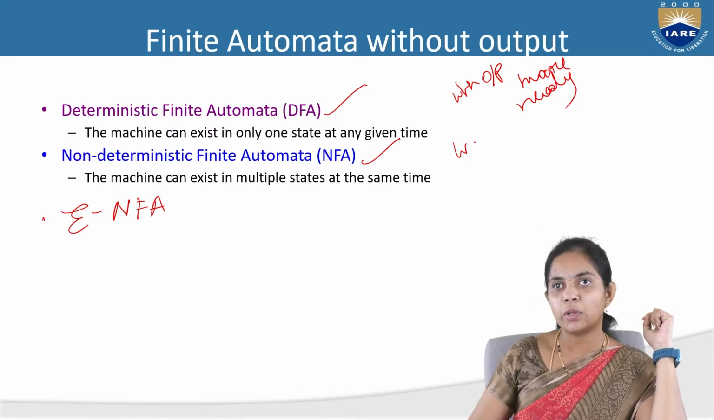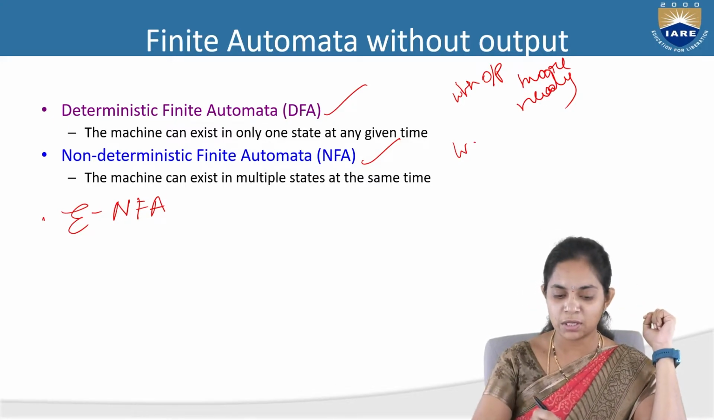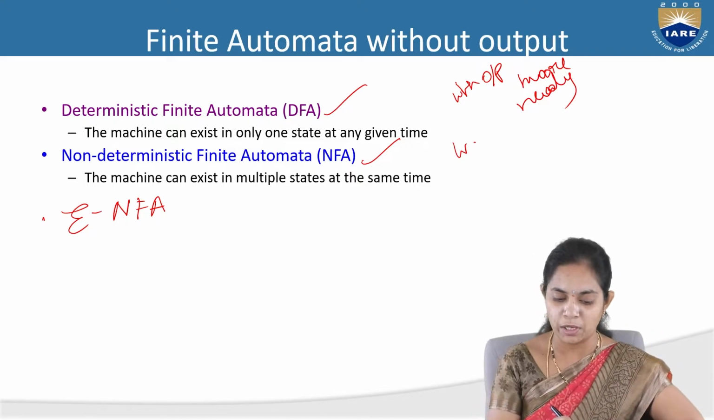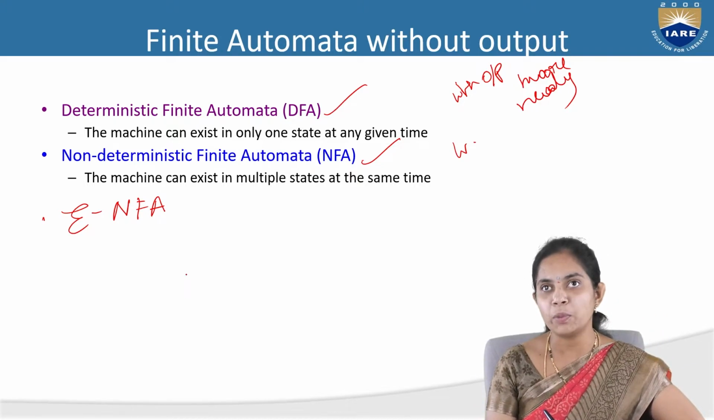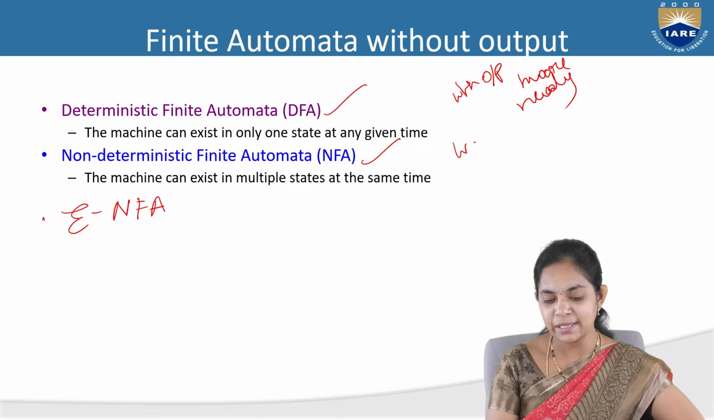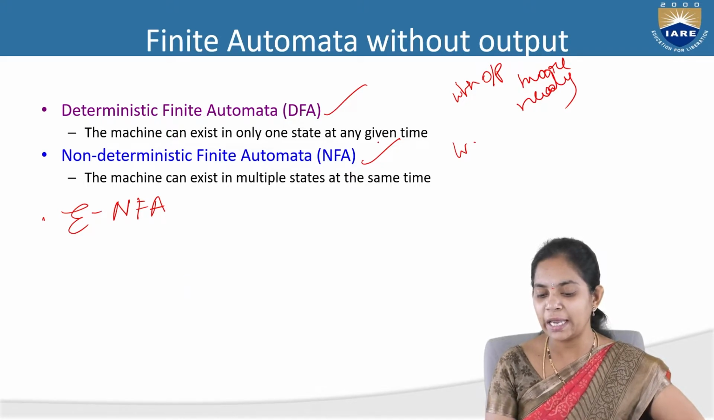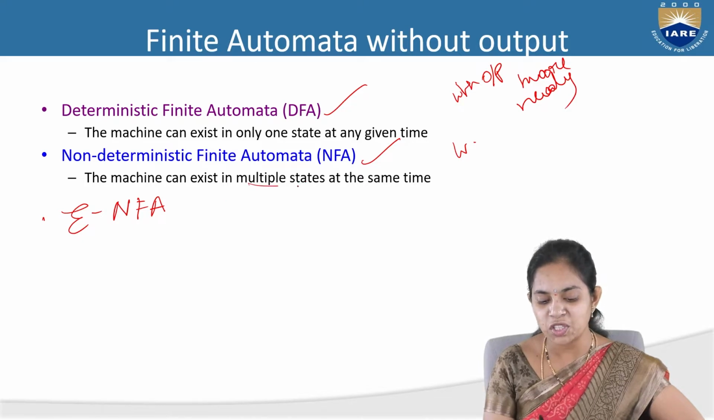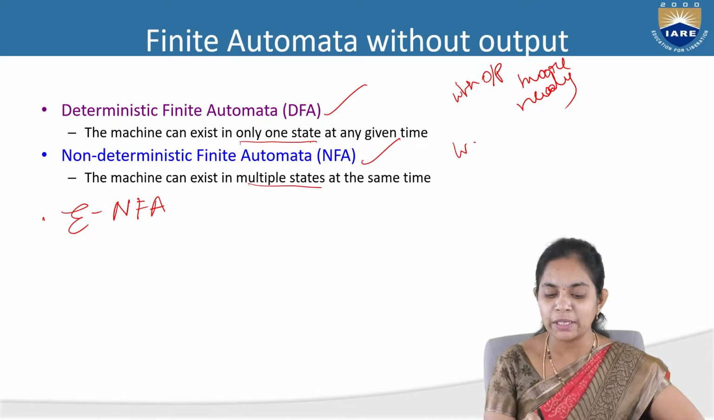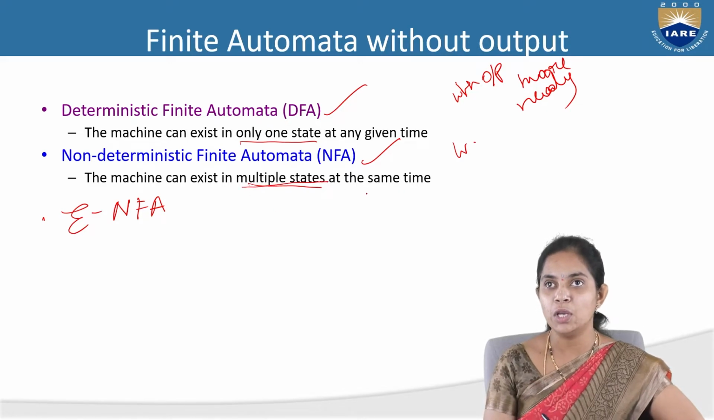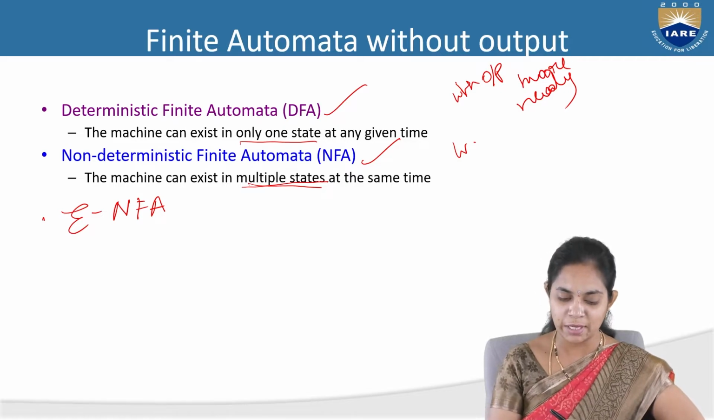So before going to all the things, first we have to discuss the deterministic finite automata. In a DFA, the machine can exist in only one state at any given time. So this is the main thing. And if you observe, a non-deterministic finite automata can exist in multiple states at the same time, and the DFA is only one state. So we'll see this with the diagrams.